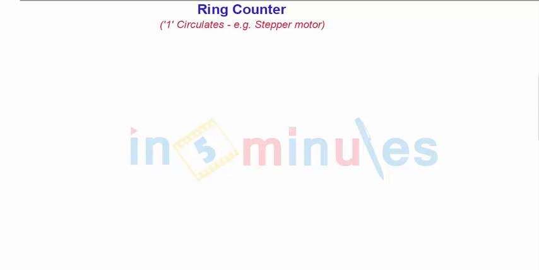For example, it is like a stepper motor, because it moves step by step, angle by angle. Let us say if the angle is 1 degree, then each degree the step is moved. So that is 1 circulating over 360 degrees. That is nothing but a ring counter.